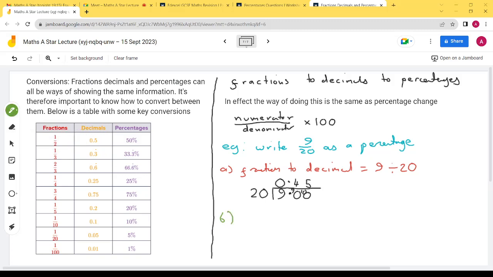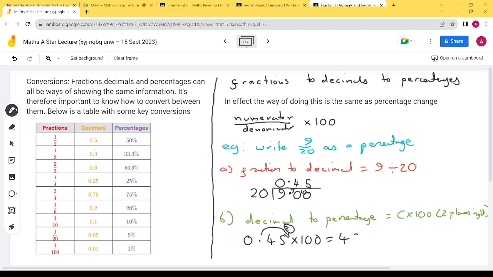And so B, we want to do decimal to percentage. Well, we've been doing percentage to decimal class in divide by 100, and so this is the opposite, which equals times 100, or 2 places. So what that means is decimal goes 2 places right, so we've got 0.45 times 100. Well, our decimal is going to jump over these two numbers, 2 places to the right, equals 45%. And that is our final answer here.